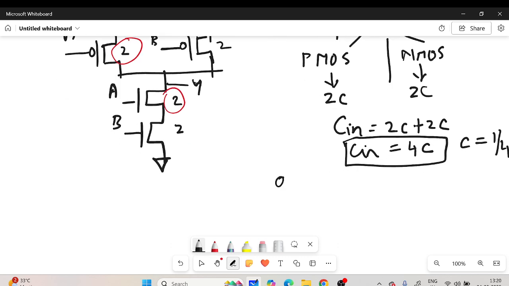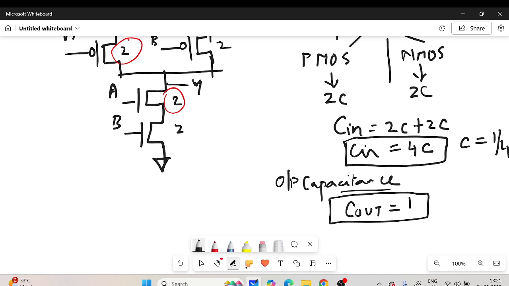Similarly, if I want to compute the output capacitance, consider that this output is in turn connected with an inverter circuit. If you consider it as an inverter circuit, the value of Cout will be simply equal to 1.